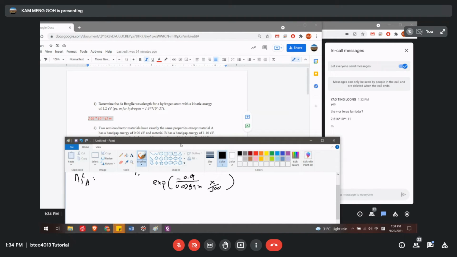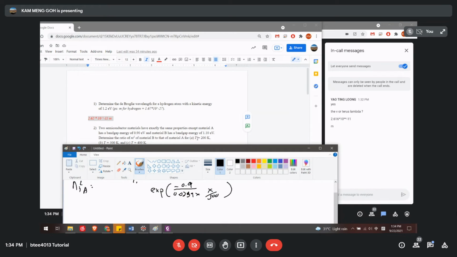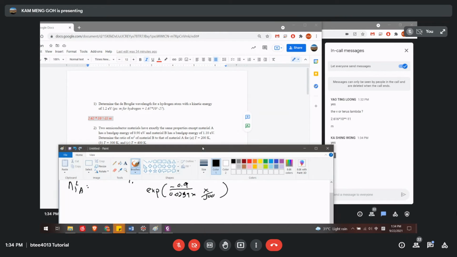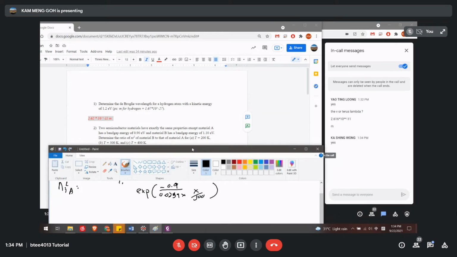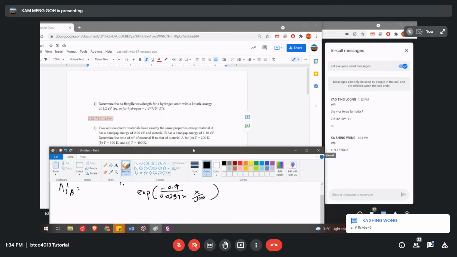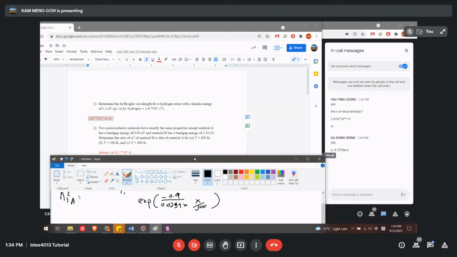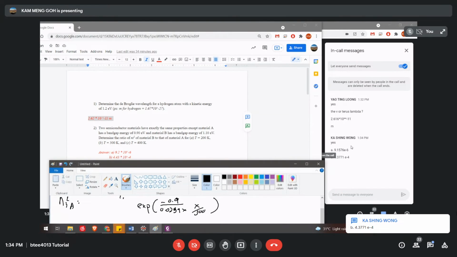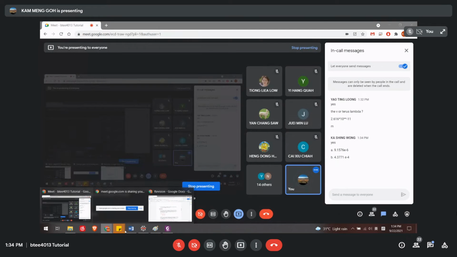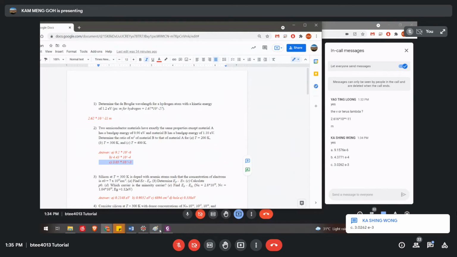Wong Ga Seng, are you here? What do you get for the A, B, and C? Give me the answer. Okay, 9.2 times 10 to the power negative 6. Second one, okay, 4.3, fair enough. Third one, you should get 3.0503, because of the rounding issue.